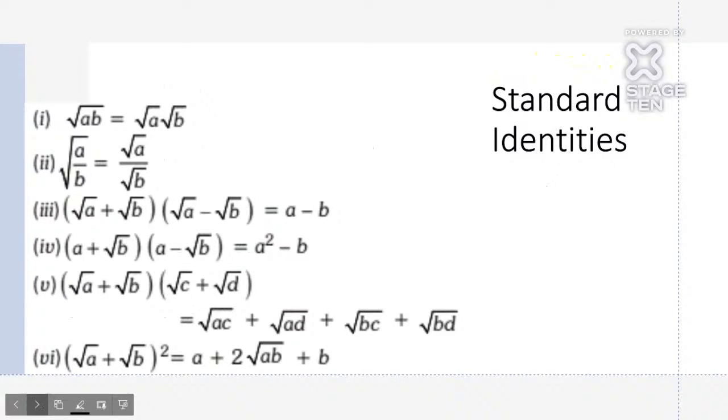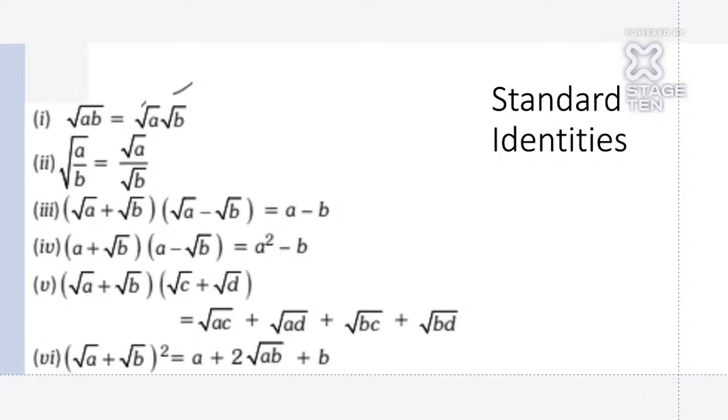What are the standard identities? We should know that there are a few identities which are put for easily finding out these calculations for real numbers. So root AB, when I have two numbers in multiplication, can be written as root A multiplied by root B. Next is root A by B, which is equal to root A by root B. Now this is nothing to explain. You don't have to prove it. You just have to always memorize it.